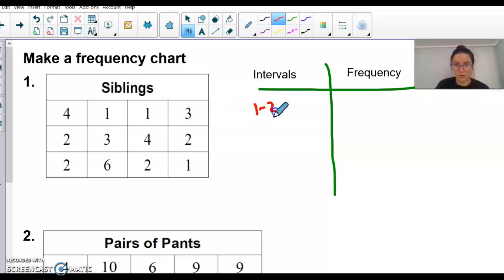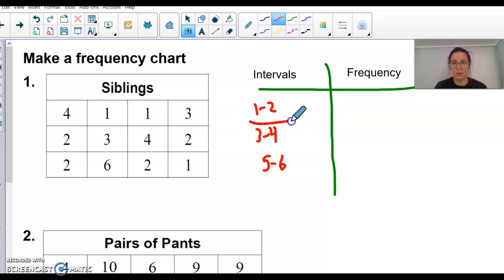So 1 to 2, 3 to 4, 5 to 6. And then I know I can stop at 5 to 6 because 6 is my highest number. So you could do different intervals as long as they're equivalent. I could have chosen 1, 2, 3 with 3 numbers, and then chosen 4, 5, 6 with 3 numbers in those intervals. I just chose to count by 2s.